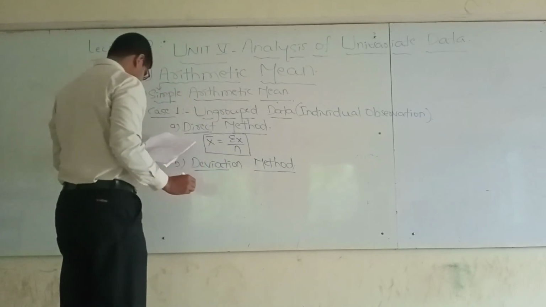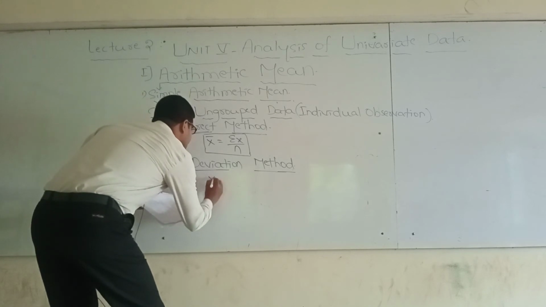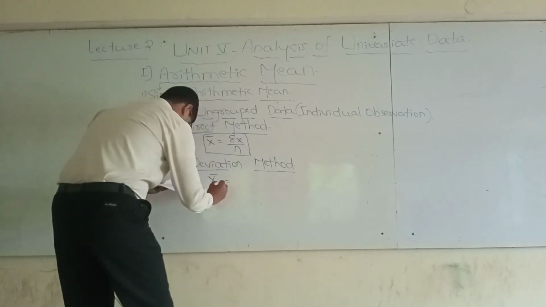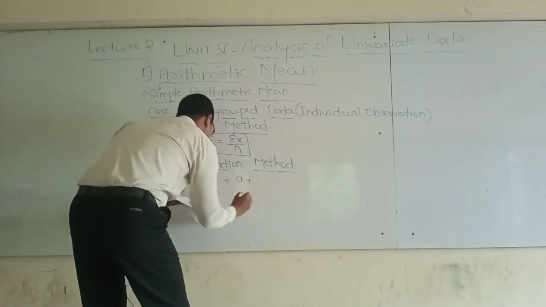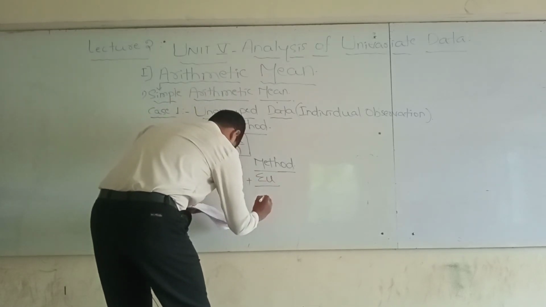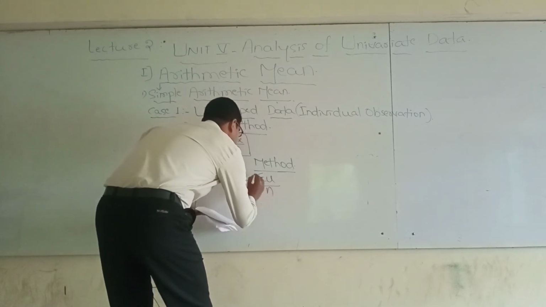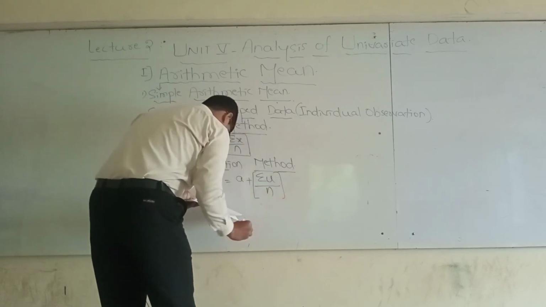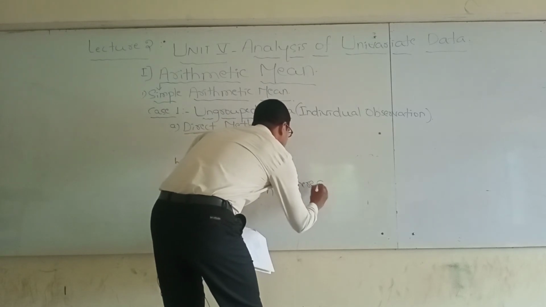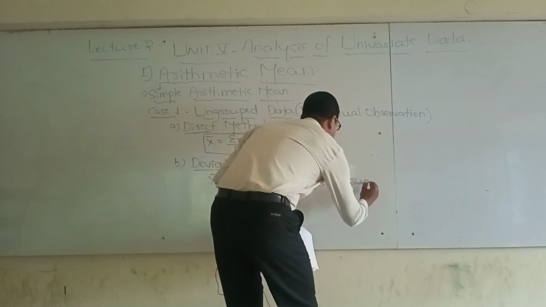So how do they calculate x bar here? So deviation method, ungrouped data, okay, x bar is equal to a plus summation u divided by n. This I put in one bracket, okay, where a represents, a is nothing but assumed mean.